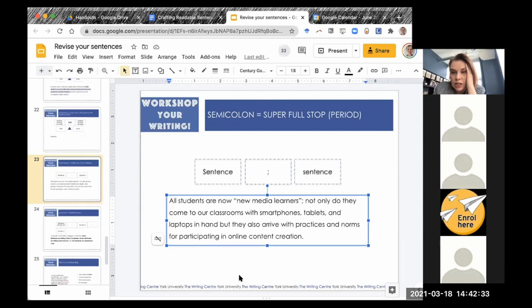Does this make sense, using semicolons as periods? You have a question in chat from Tim. Sure. Tim, this is the title of a book, The Hakka Odyssey: Identity, Culture, and Beyond. Is it correct? Grammatically, yes.